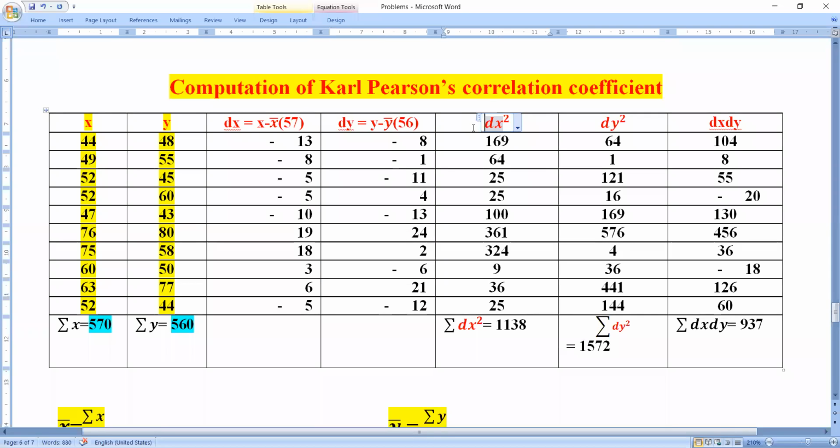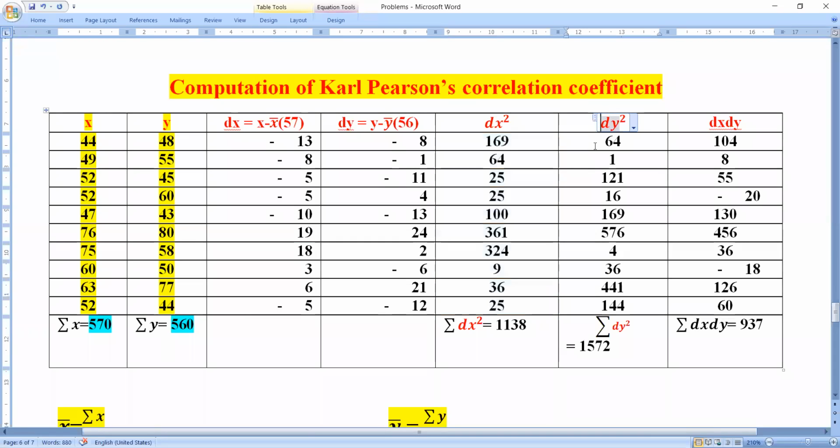After that, dx square is the multiplication of the dx values with themselves. Here, what are the multiplications? 13 into 13 is 169, 8 into 8 is 64, 5 into 5 is 25, 5 into 5 is 25, 10 into 10 is 100, 19 into 19 is 361, 18 into 18 is 324, 3 into 3 is 9, 6 into 6 is 36, and 5 into 5 is 25. These are what we call the dx square values.